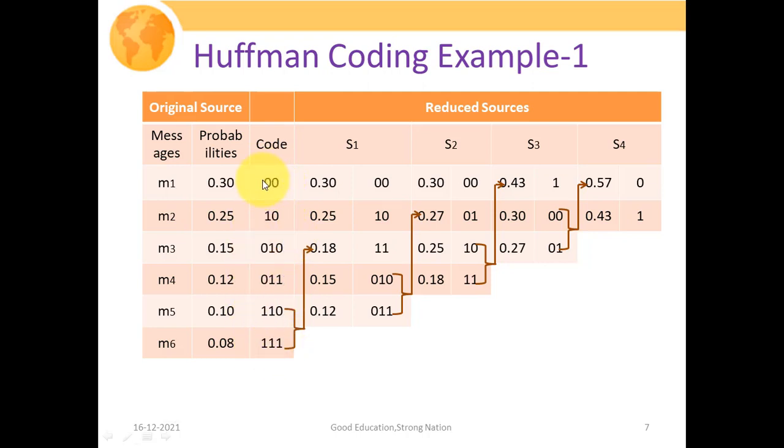If we closely observe this particular column, we can easily demarcate that we have basically obtained the code associated with your symbol M1, that is your 00, for symbol M2 it is your 10, for symbol M3 it is your 010, for message symbol M4 we have 011, M5 we have 110, and for M6 we have 111. These are your distinct instantaneous codes. So this is how we are going to form the Huffman code for a discrete memoryless source.